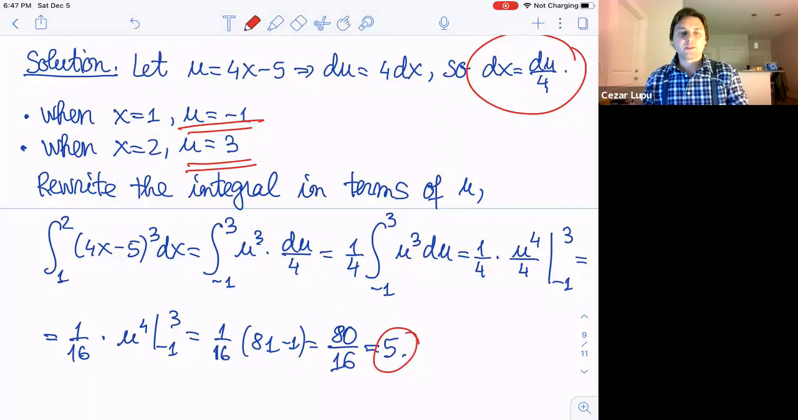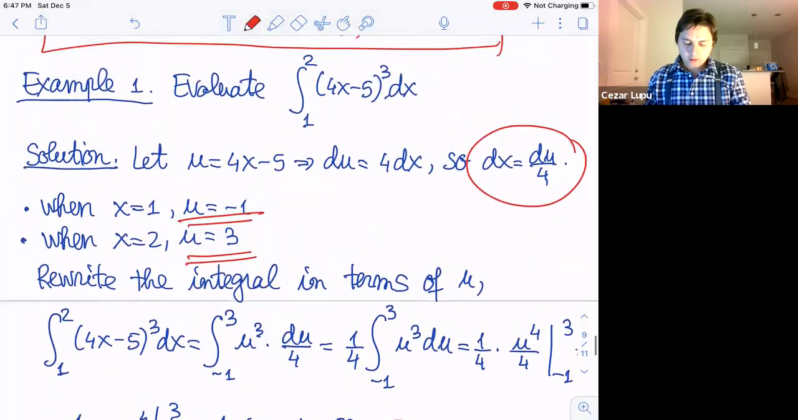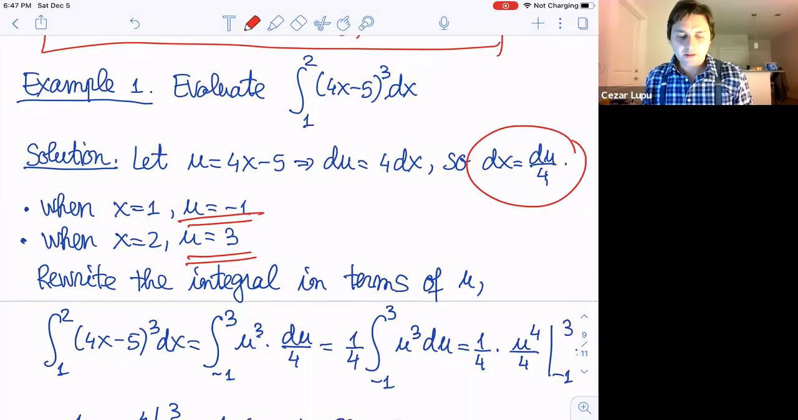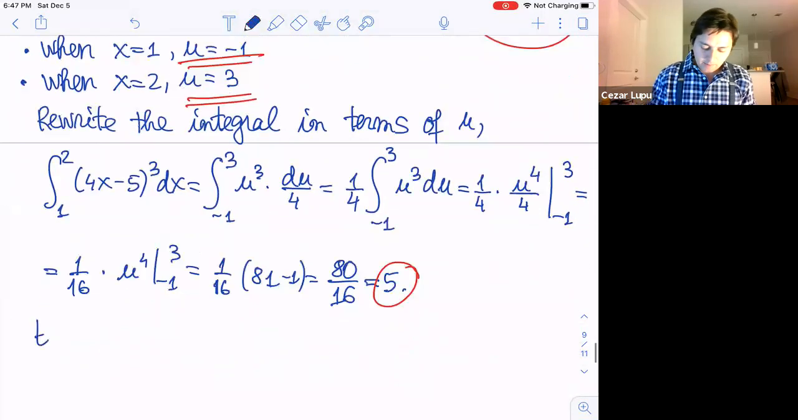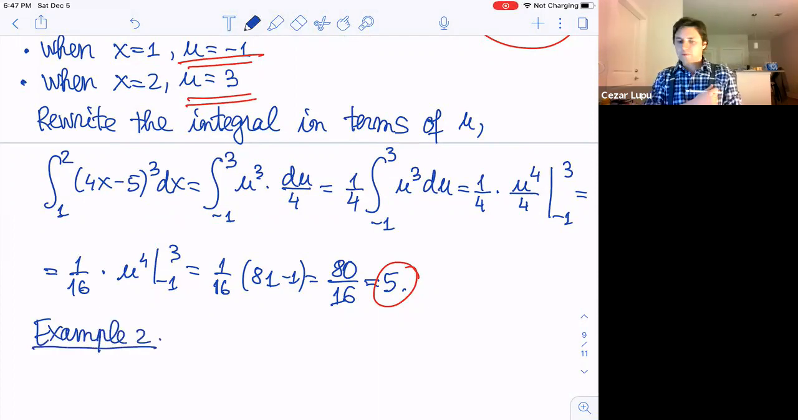Right? So that was a simple one. Now let's do another one. Maybe a little bit more complicated. I like to do more complicated examples. So example 2. Maybe I'll do two more examples.